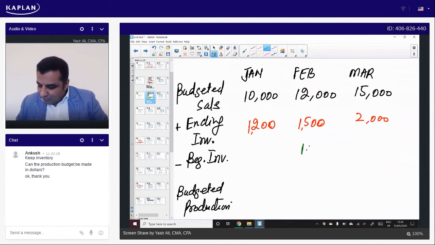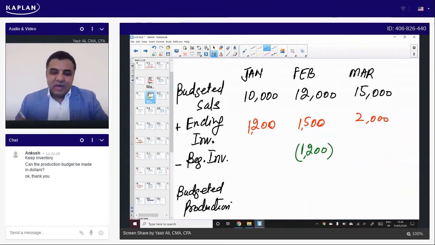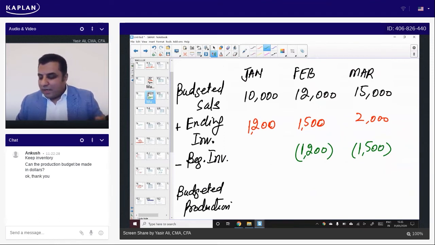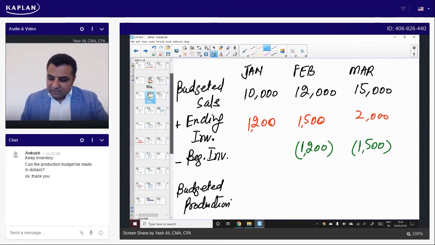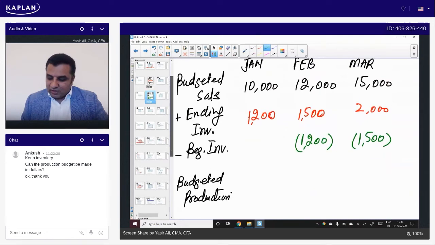So the beginning inventory for February is the ending of January, and the beginning inventory for the month of March is the ending inventory for the month of February, right? I hope you understand how you're getting this point. This is a very, very important point. So beginning inventory for February is the same as ending for January, and beginning inventory for March is the same as ending inventory of February. That brings us once again to a crucial point.